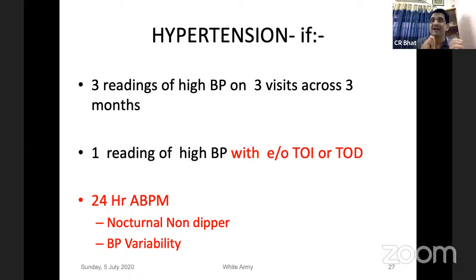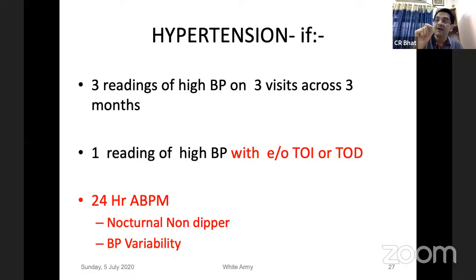Now, every patient, same blood pressure recording, one patient will not be branded or diagnosed as hypertensive, just elevated blood pressure, because we do not know whether it is persistent or not. Another patient may be diagnosed as hypertension on the basis of the target organ involvement or damage.